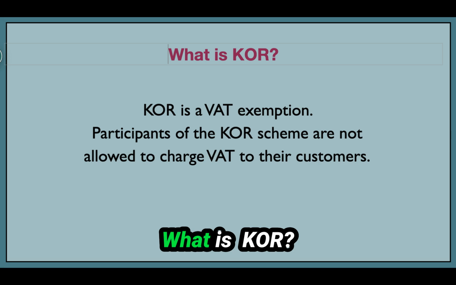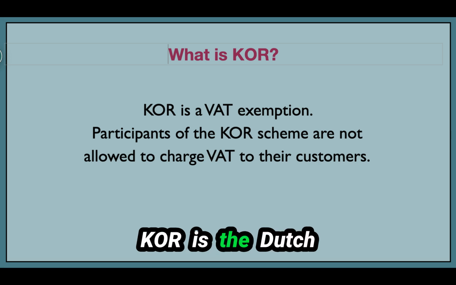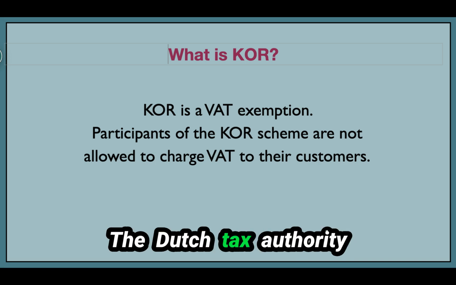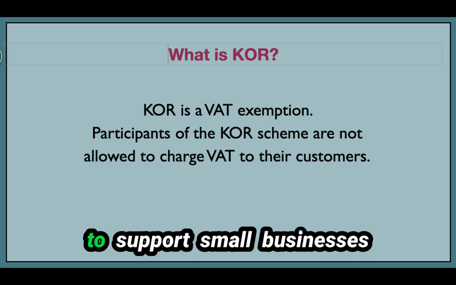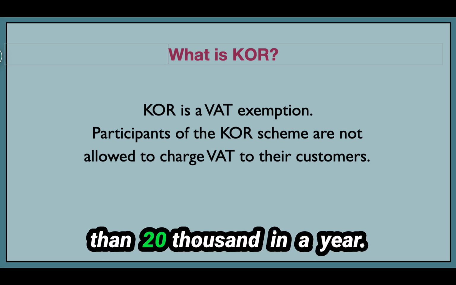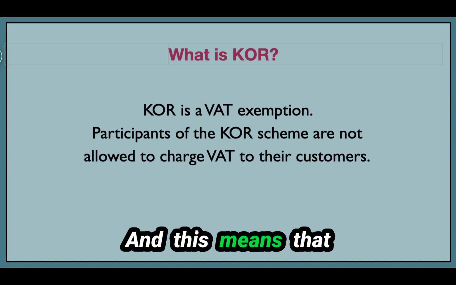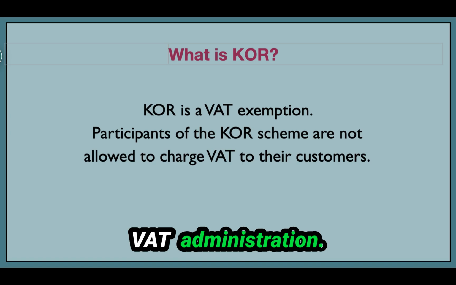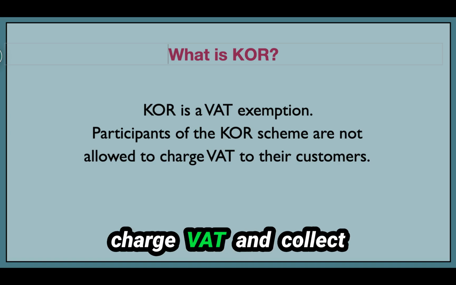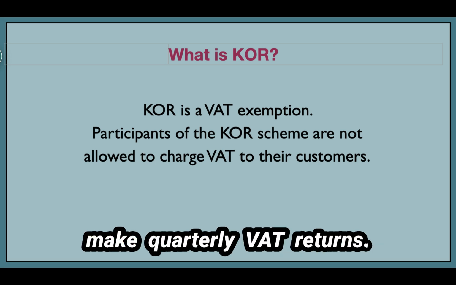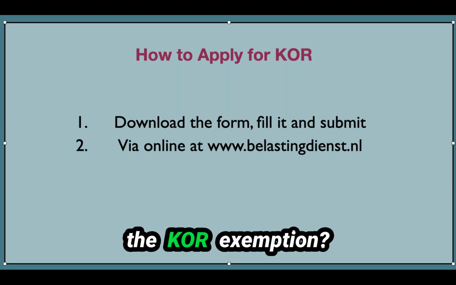Let's get to it. What is KOR? KOR is the Dutch acronym for Kleineondernemersregeling. The Dutch tax authority introduced the KOR regime to support small businesses whose turnover is less than 20,000 in a year. And this means that you are exempted from VAT administration. You are not required to charge VAT and collect VAT from your customers, and you are not required to make quarterly VAT returns.